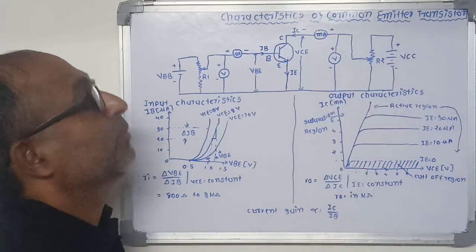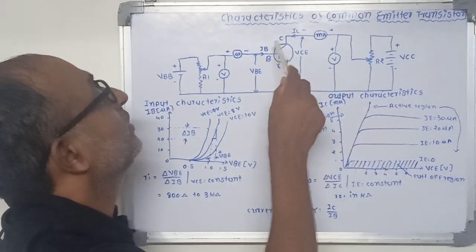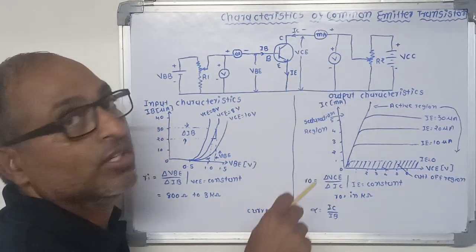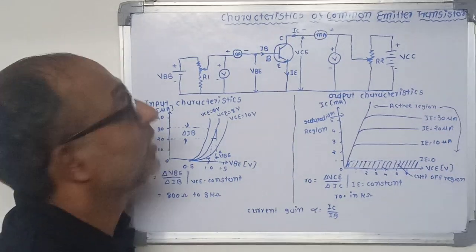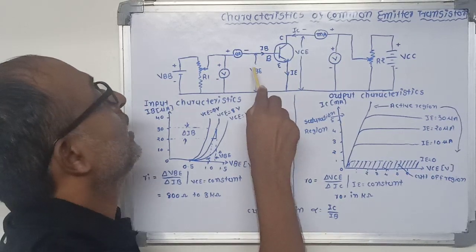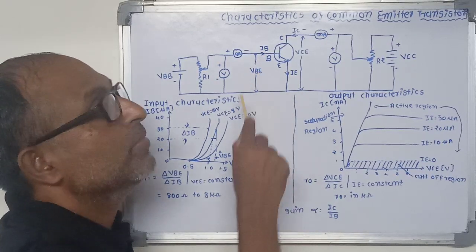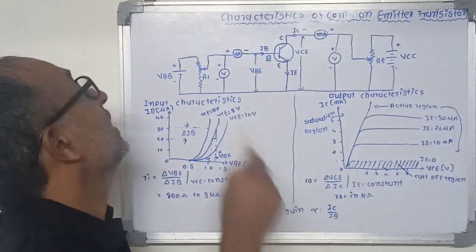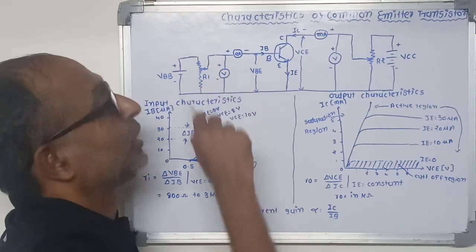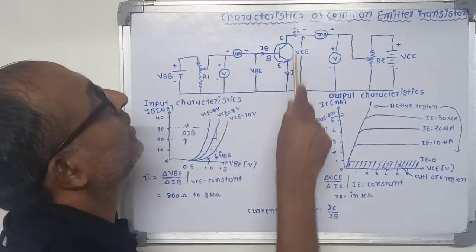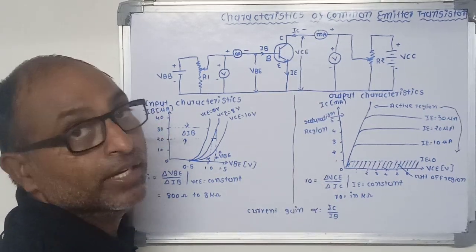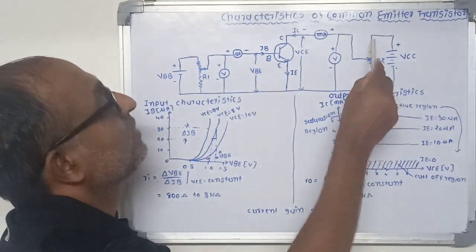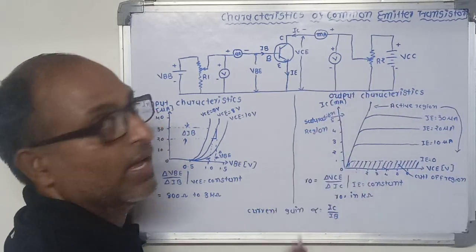Characteristics of common emitter transistor. Here is the basic circuit to determine the different characteristics of the common emitter transistor. Now, the voltage across the base emitter junction VBE can be varied by adjusting the potentiometer R1. And similarly, the voltage across the collector emitter junction VCE can be varied by adjusting this potentiometer R2.